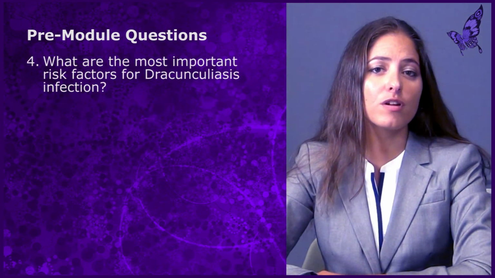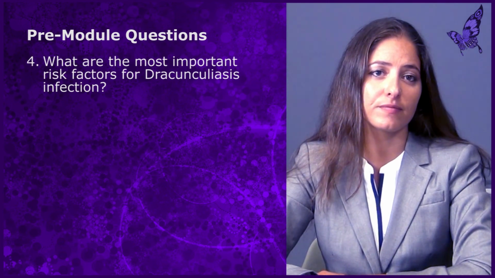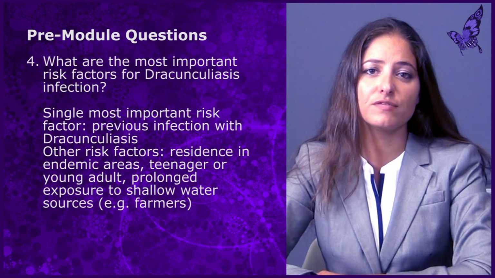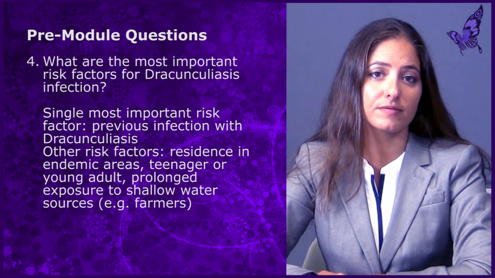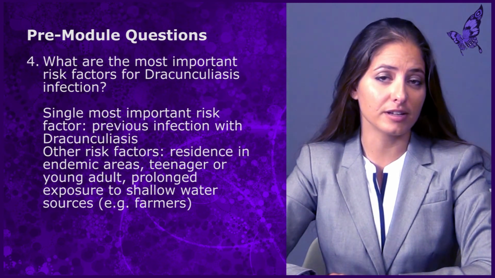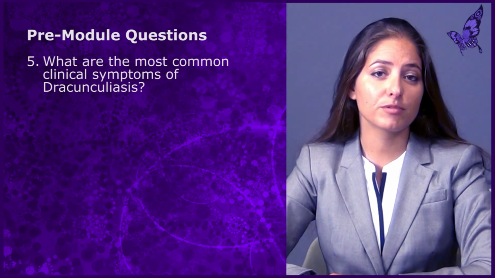Question number 4. What are the most important risk factors for dracunculiasis infection? The answer, the single most important risk factor is previous infection with dracunculiasis. Other risk factors include residents in endemic areas, teenagers or young adults, and prolonged exposure to shallow water sources, for example, farmers.